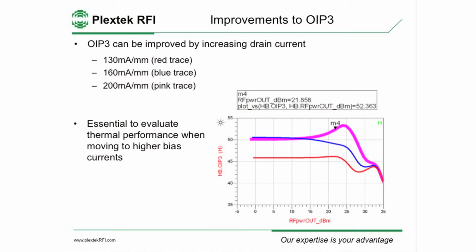What we did next is we started investigating the output IP3, how it varied with bias. Initially we had 100 milliamps per millimeter bias. We actually moved to 130 milliamps per millimeter bias during the design process because that gave us some IP3 advantage. What you can see here, this dark blue trace, if we go to 160 milliamps per millimeter, we get quite 3-4 dB more improvement. If we go to 200 milliamps per millimeter bias, which we're not going to do because we don't believe that is thermally judicious, you could see you get some peak in here.